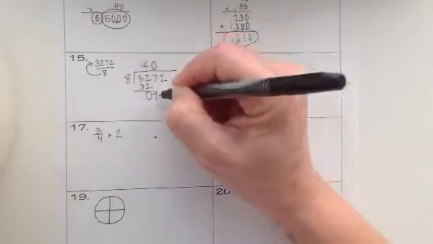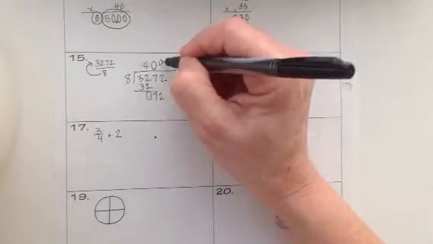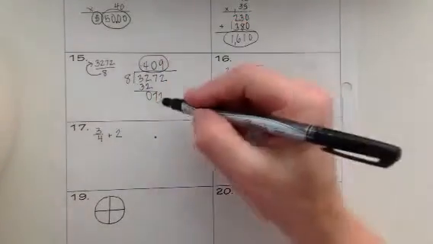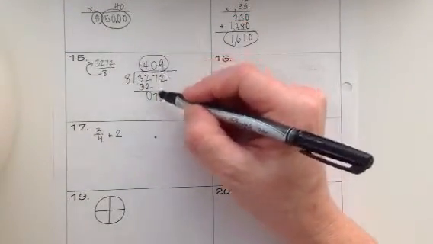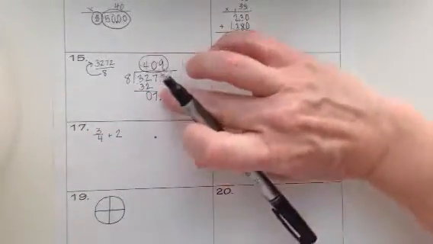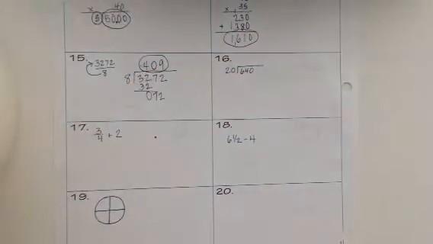Can it go into 7? No. Now drop down the 2. Can it go into 72? Yes. How many times? 9. 409 is your answer. Okay? Don't forget that 0. Don't just drop the next 2 and put your 9 there. It could not go into 7, so 0. Then you drop the 2 and it goes in 9 times.